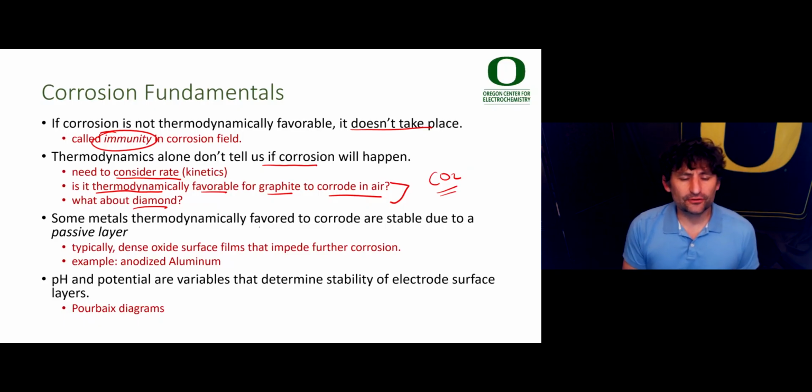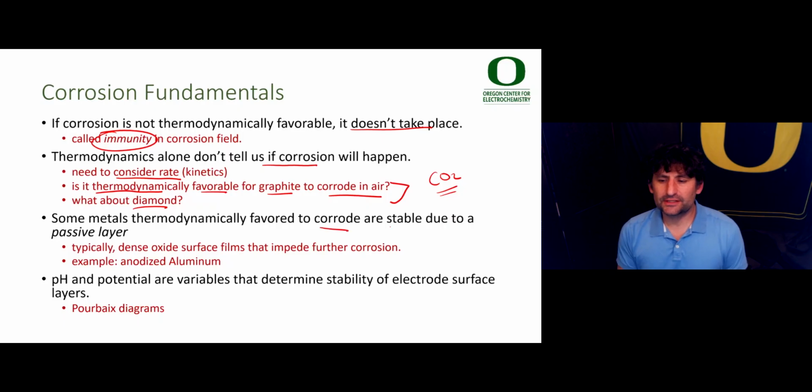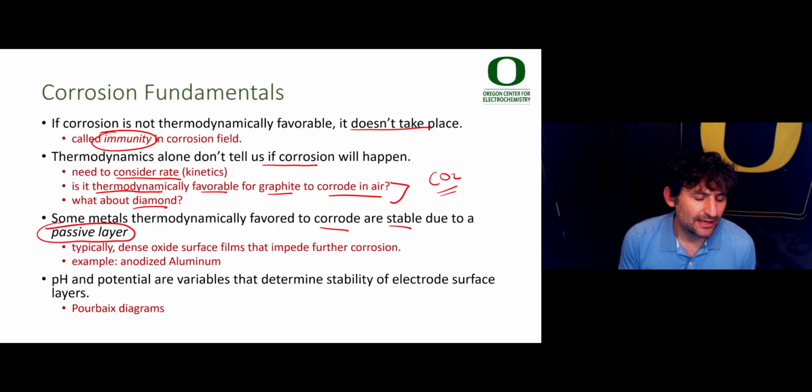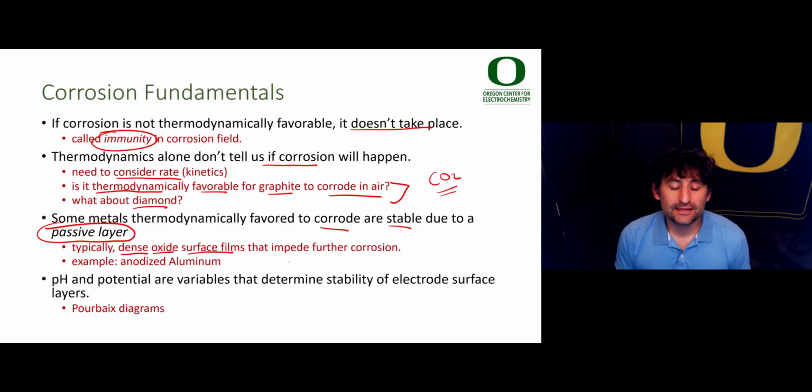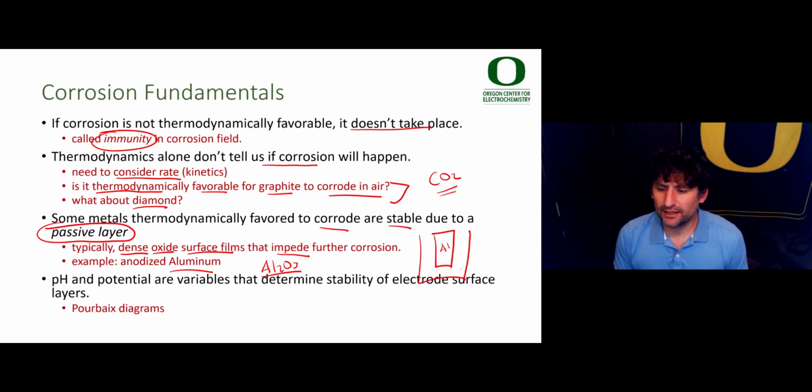Now, some metals are thermodynamically favored to corrode, but they're stable due to a passive layer. A passive layer is typically a dense oxide surface film that impedes further corrosion. One example is aluminum. Aluminum forms Al2O3 on the surface, and if you take a piece of aluminum metal and put it in an electrolyte and apply a positive voltage to that metal, you might have a cathode over here, you can intentionally grow a thick, dense film of aluminum oxide, and we call that anodized aluminum.